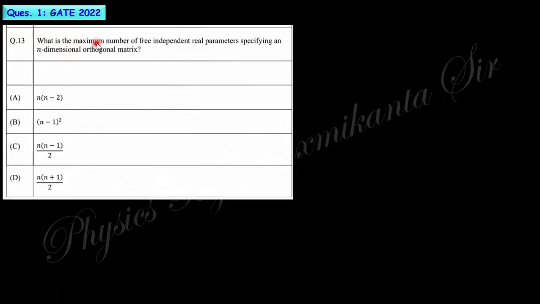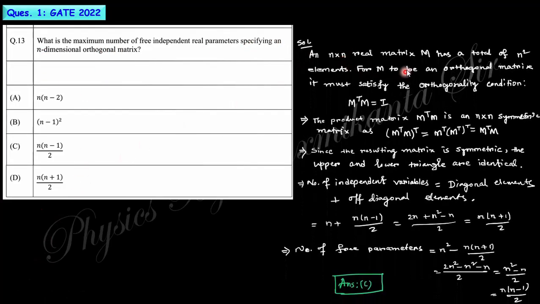This question says, what is the maximum number of free independent real parameters specifying an n-dimensional orthogonal matrix? A real matrix has n squared elements. For M to be orthogonal, it must satisfy the condition M transpose into M equals 1. The product of this matrix is also an n by n symmetric matrix, so the number of its independent elements is the diagonal elements, n, plus the off-diagonal elements, n into n minus 1 by 2. So this will be n into n plus 1 by 2.